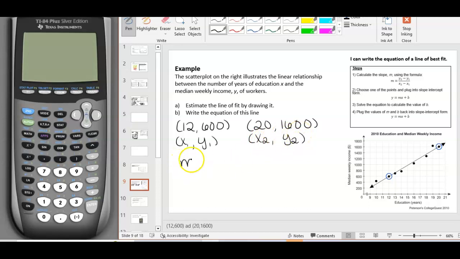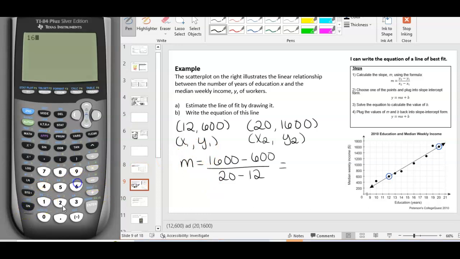So when I calculate slope, I have m equals y2, which is 1600, minus y1, which is 600, over x2, which is 20, minus x1, which is 12. Now let's use my calculator. I have 1600 minus 600, so that is 1,000. So I have 1,000 over 20 minus 12, which is 8. So I have 1,000 over 8, and if I use my calculator, 1,000 over 8 is 125. So my slope is m equals 125.